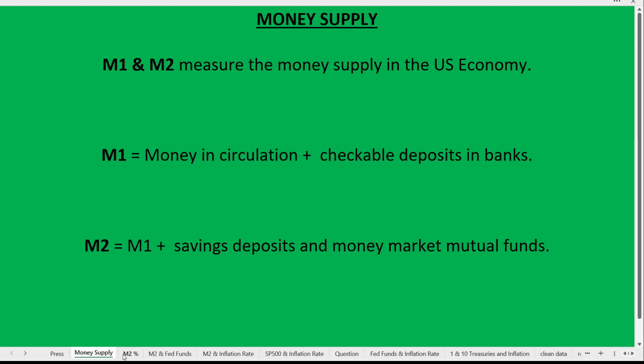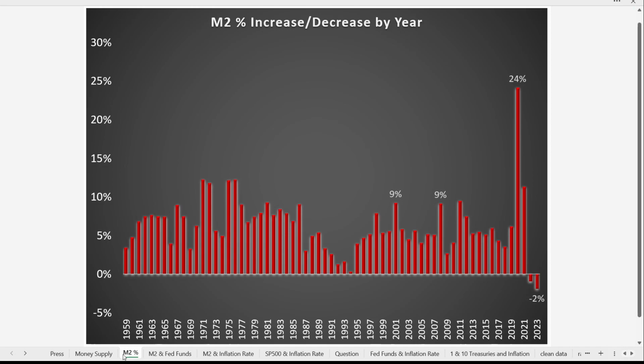Now, what has happened with M2? Well, we've seen for the first time in a very long time a decline in M2, a decrease in the amount of money within circulation in the US economy. We're going to talk about why this has happened.